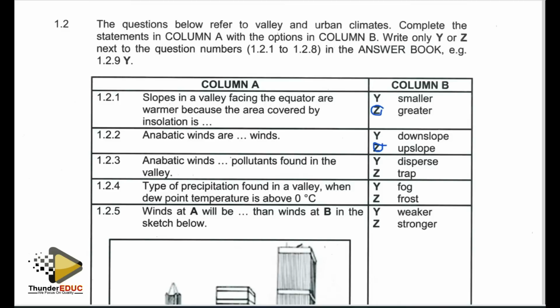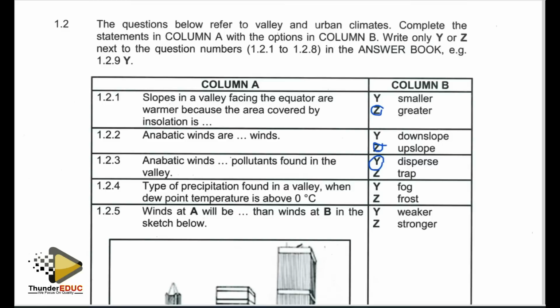Anabatic winds are dash pollutants found in the valley. When you talk of upslope winds and you are talking of pollutants being concentrated in a valley, when there are upslope winds, it means they take with them the pollutants within the valley as they go up the valley sides. So it means they disperse the pollutants from the valley, which implies that the correct response for number 123 is letter Y.